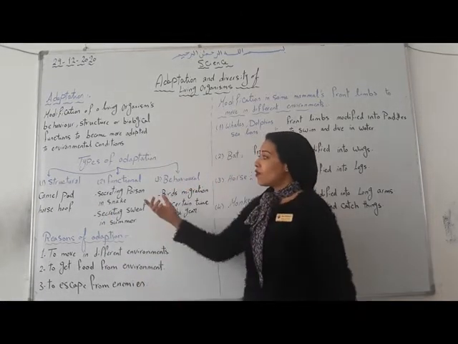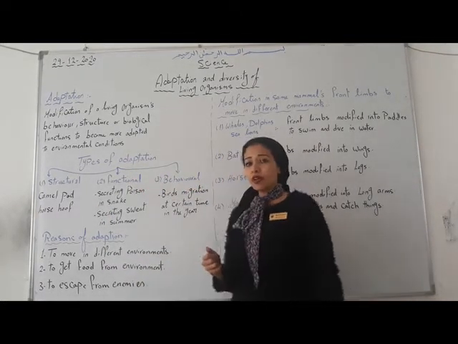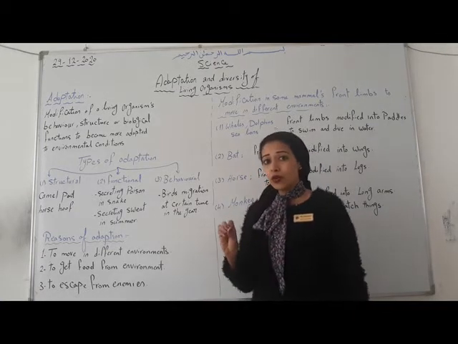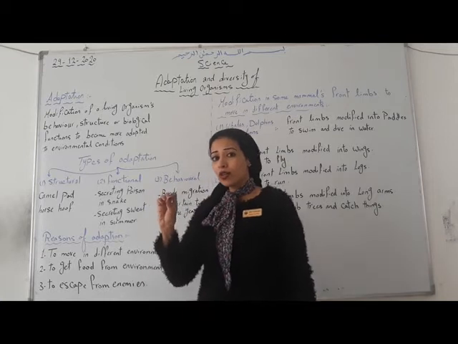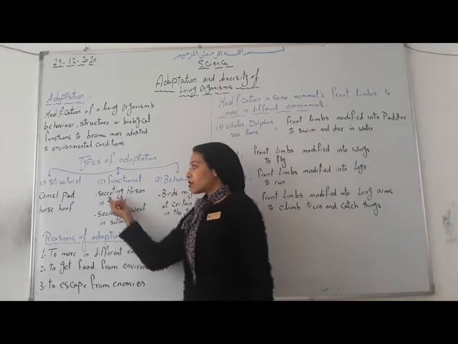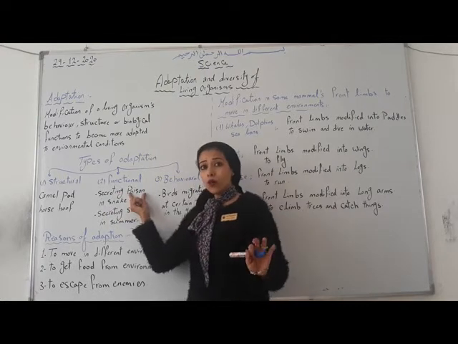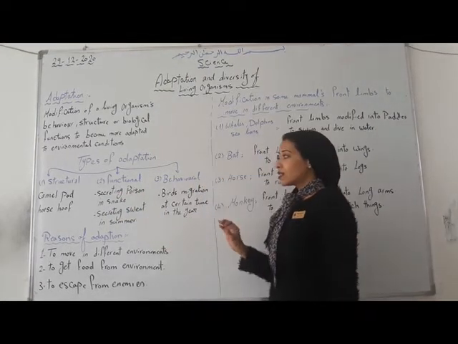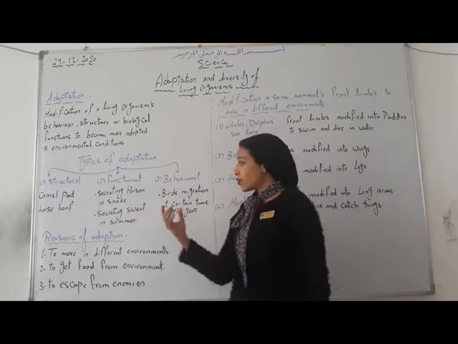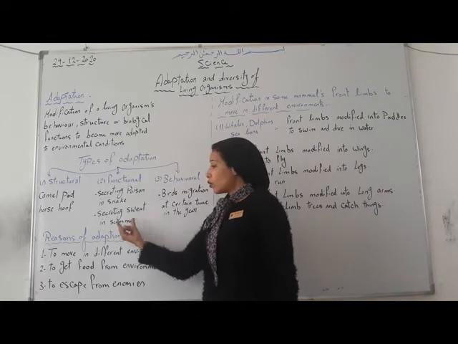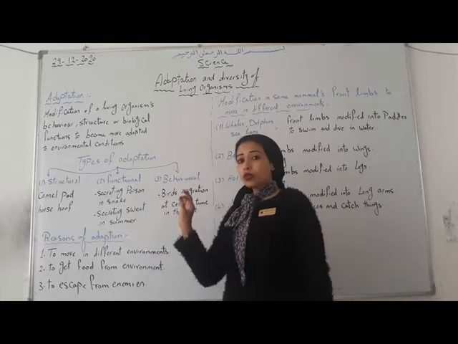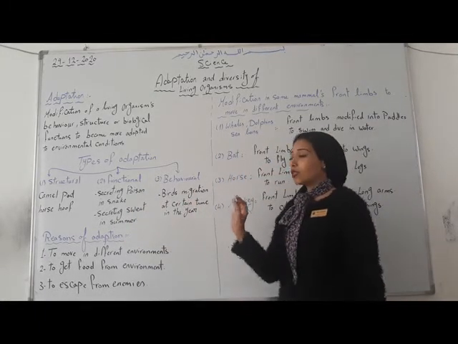What is the meaning of functional adaptation? Functional adaptation means the body of some living organisms does a certain function in a certain situation, like the snake secretes poison only when it feels it is in danger, and our body secretes sweat only when we are in summer. So this is a function we do only in certain conditions.